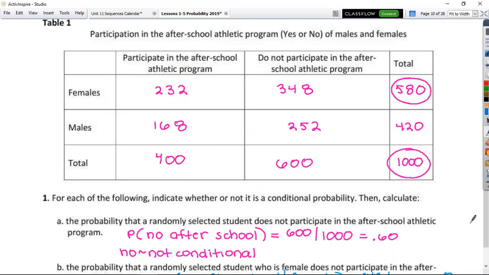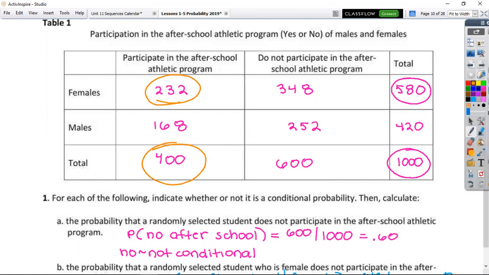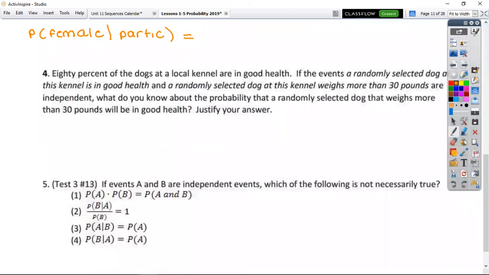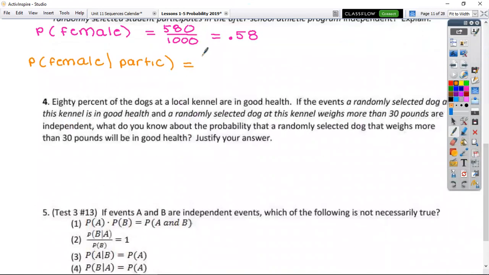So she participates. So what column, first or second? I know you can't white out the highlighter, can you? So this column. So what number over what number do you think? You got it. Not a coincidence. That's always how they work. They follow the same pattern. So 232 over 400. All right. Can someone get that answer, please? Over 400. Yep.